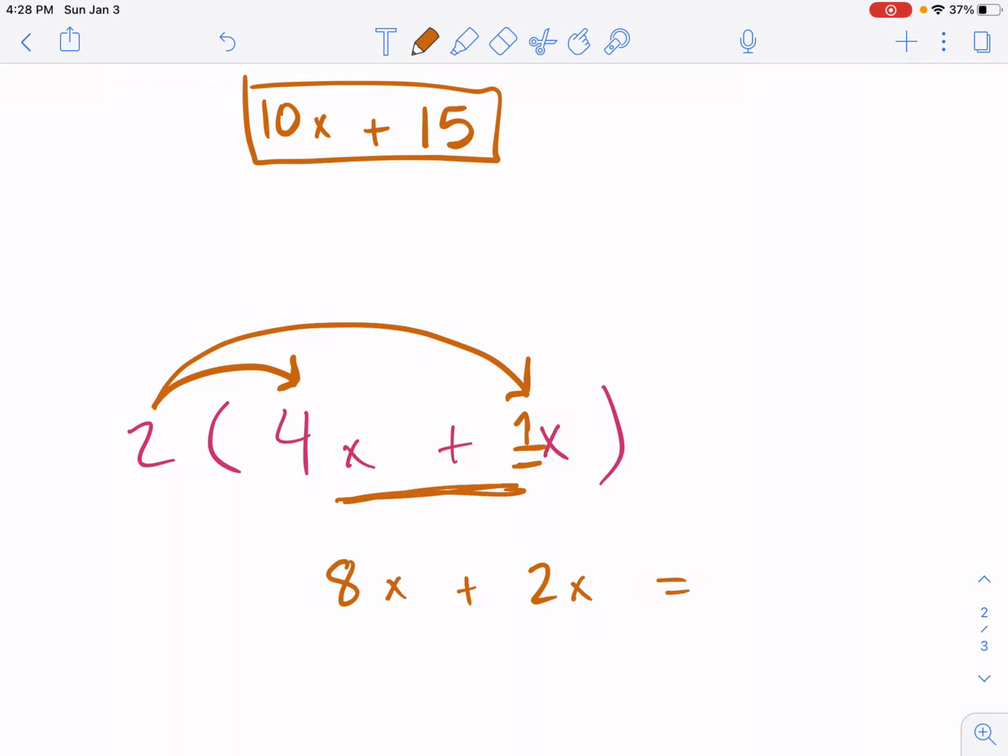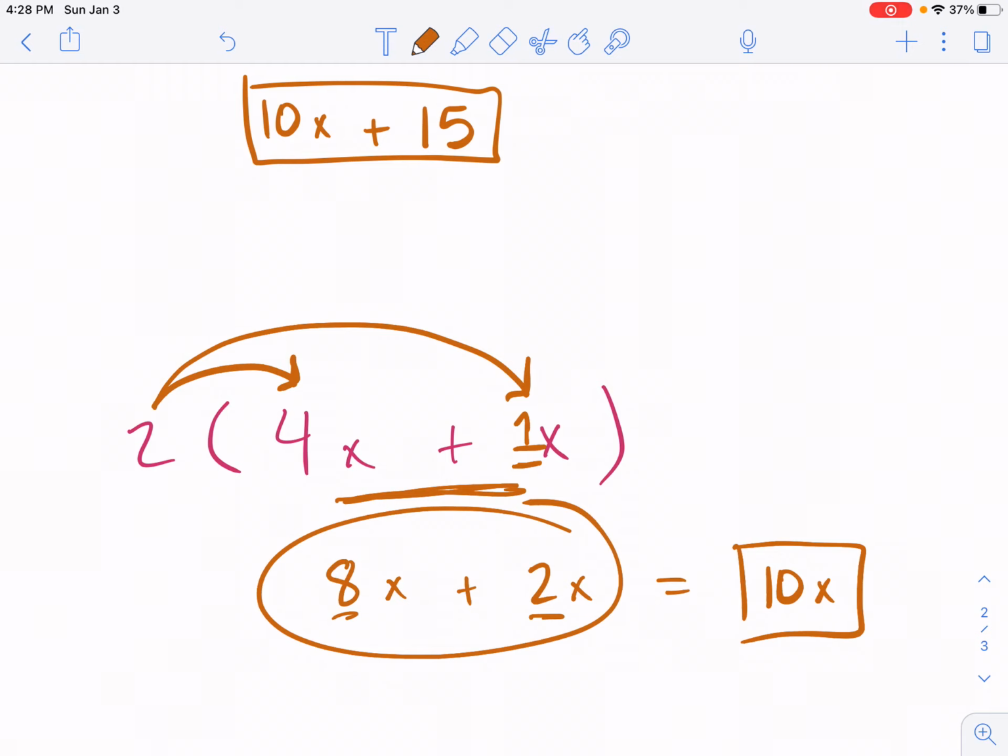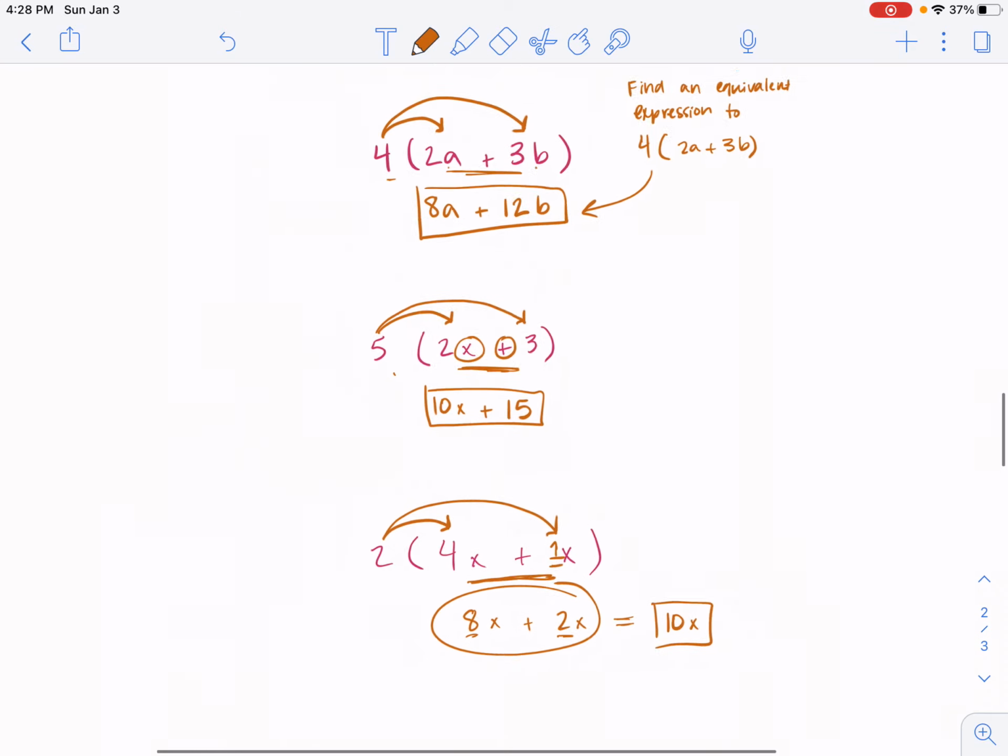So if I wanted to keep simplifying, could I? Yeah, we can combine 8 and 2. So 8 plus 2 is 10x. Okay, so I still want you to understand that this is equivalent. 8x plus 2x is equivalent to 2 times (4x plus 1x, or just x). But if I were to simplify it all the way, I would get 10x. So that is called the distributive property.